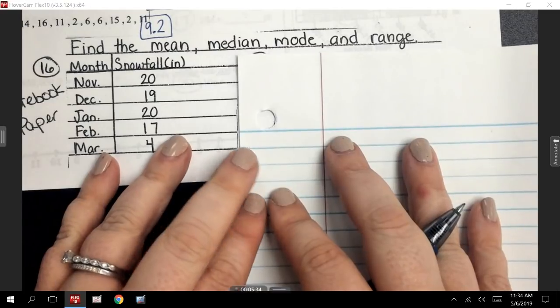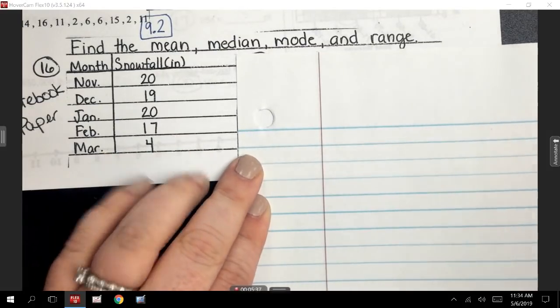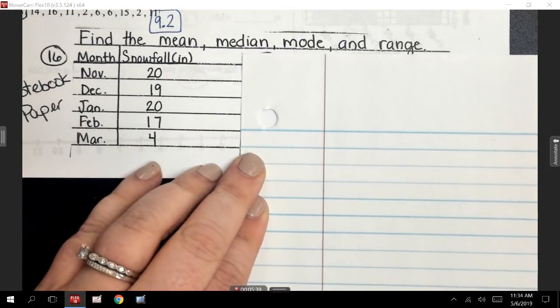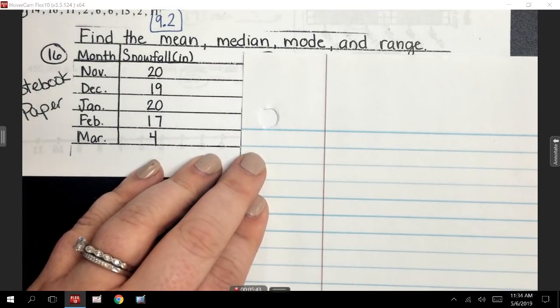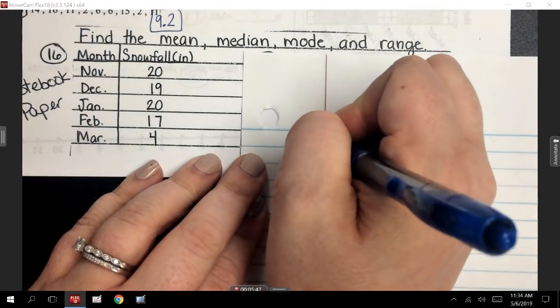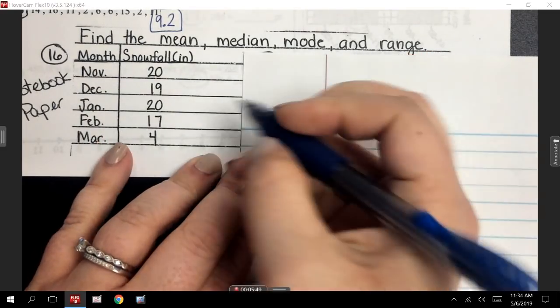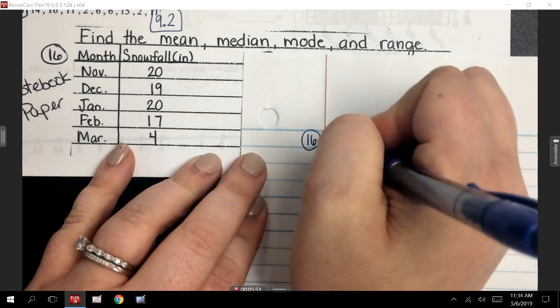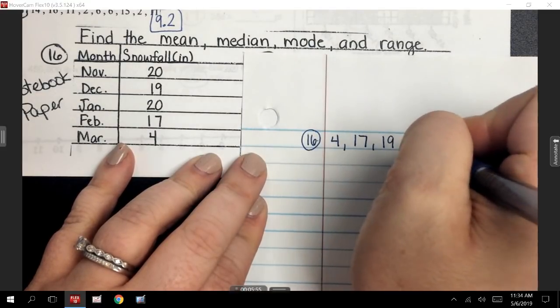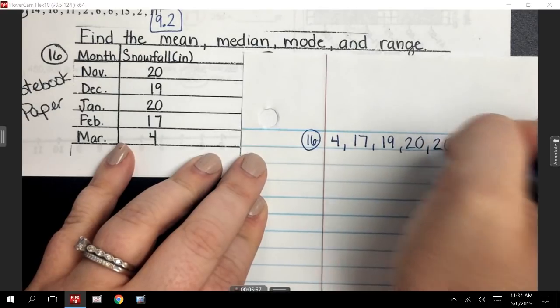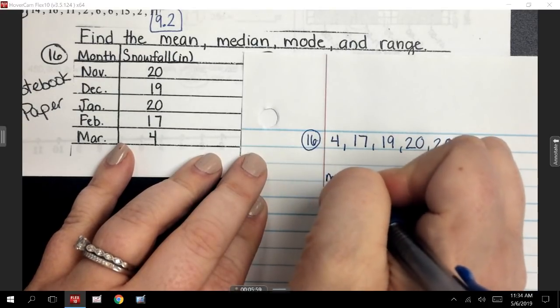And number 16 is asking for the mean, median, mode, and range. Since I'm having to do more than just one thing, what do I want to do first with these numbers on 16? Do you remember, Malachi? We want to put them in order. Very good. So for 16, we have 4, then 17, 19, 20, and 20. And we're going to start with our mean.